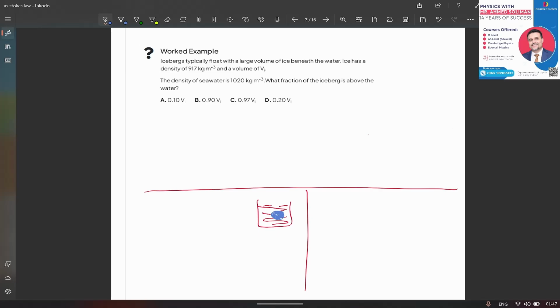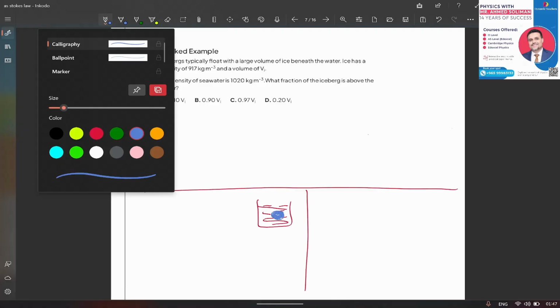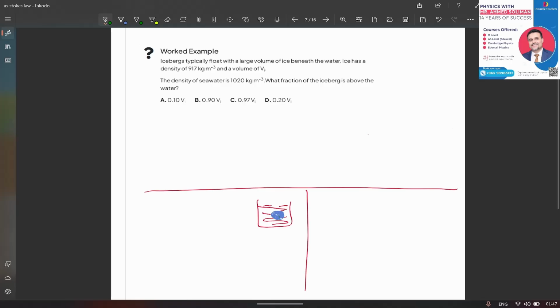So now we need to draw the forces that affect the object. For example, these will be the forces affecting the object: weight and also U. So now U equals W, and rho liquid multiplied by V liquid multiplied by g equals rho object multiplied by V object multiplied by g. We can cancel out g.